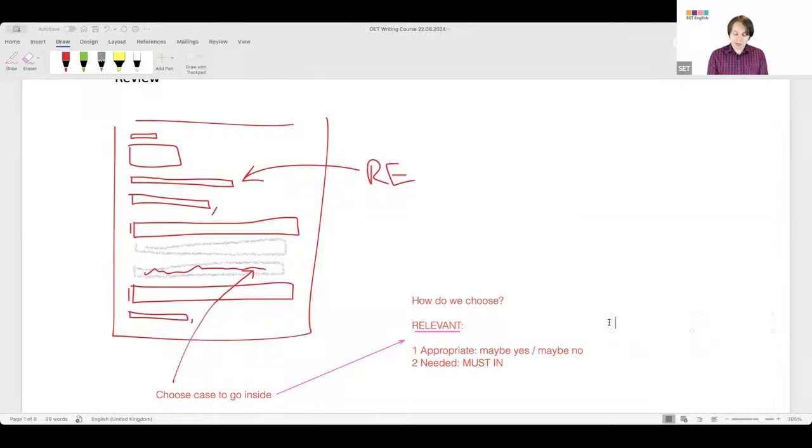Opposite of relevant is irrelevant. And that might be like the patient has a cat, right? Or the patient retired 20 years ago, right? These kinds of things are just not relevant to the case, okay? So this is just reviewing.